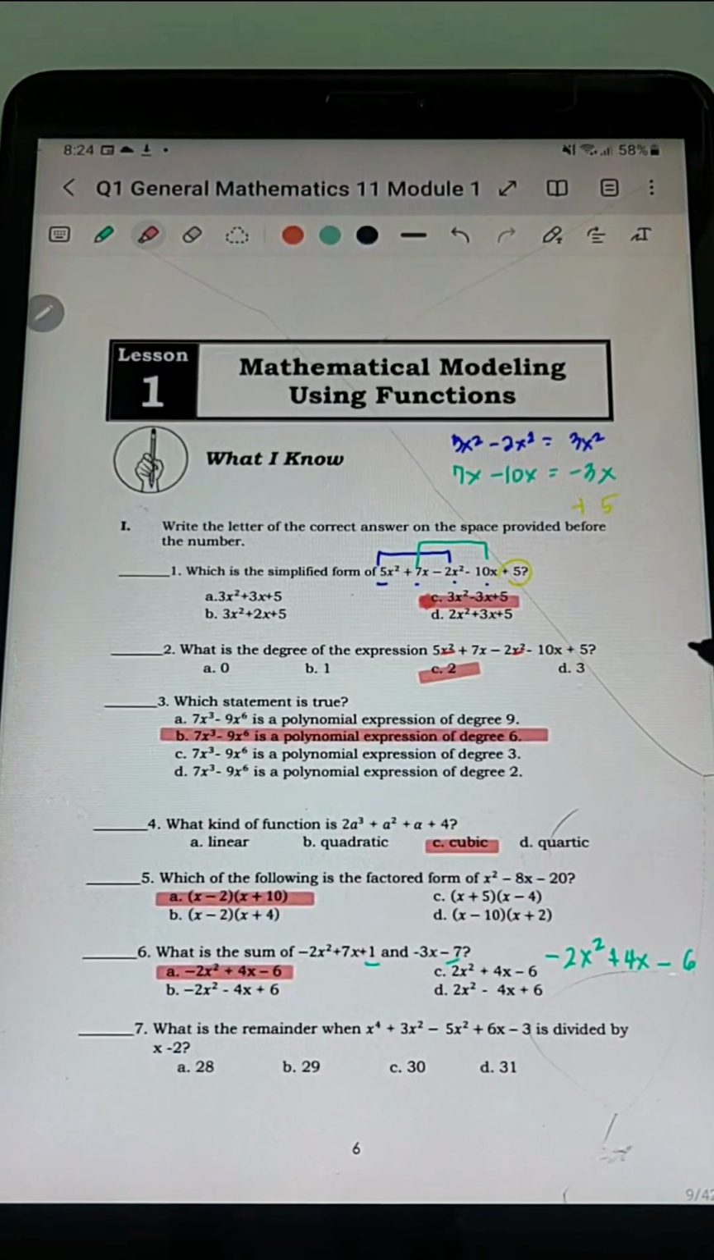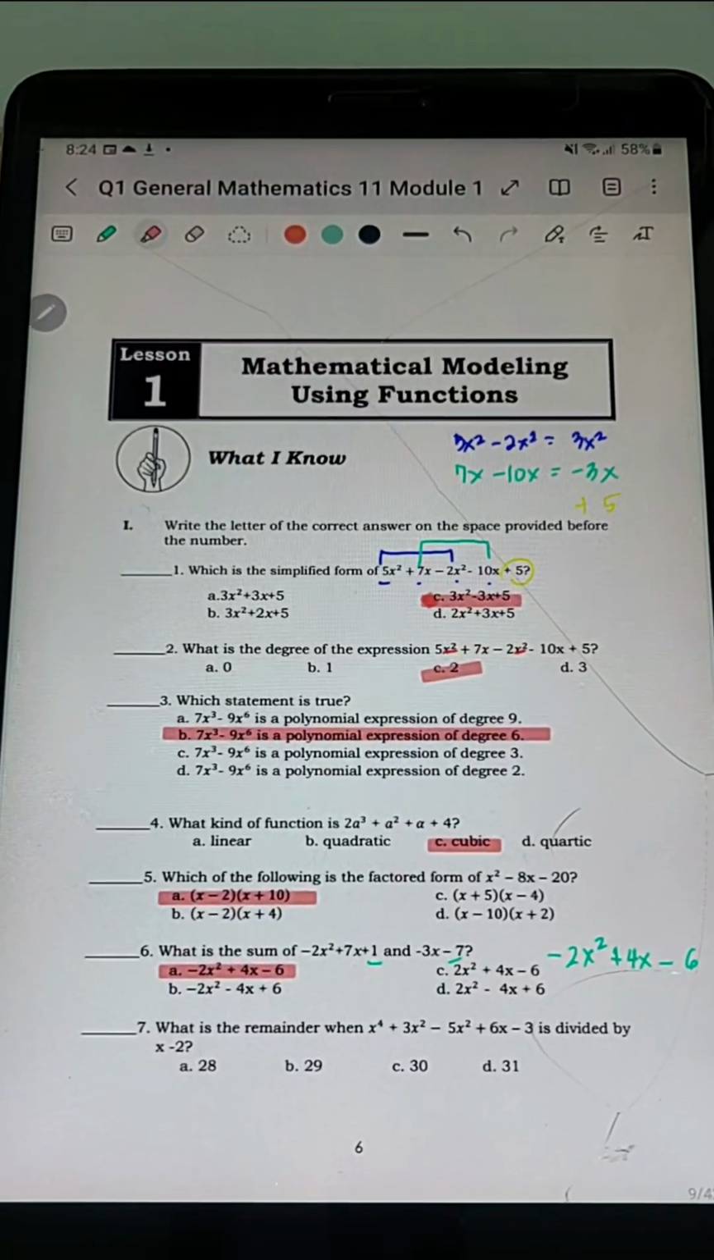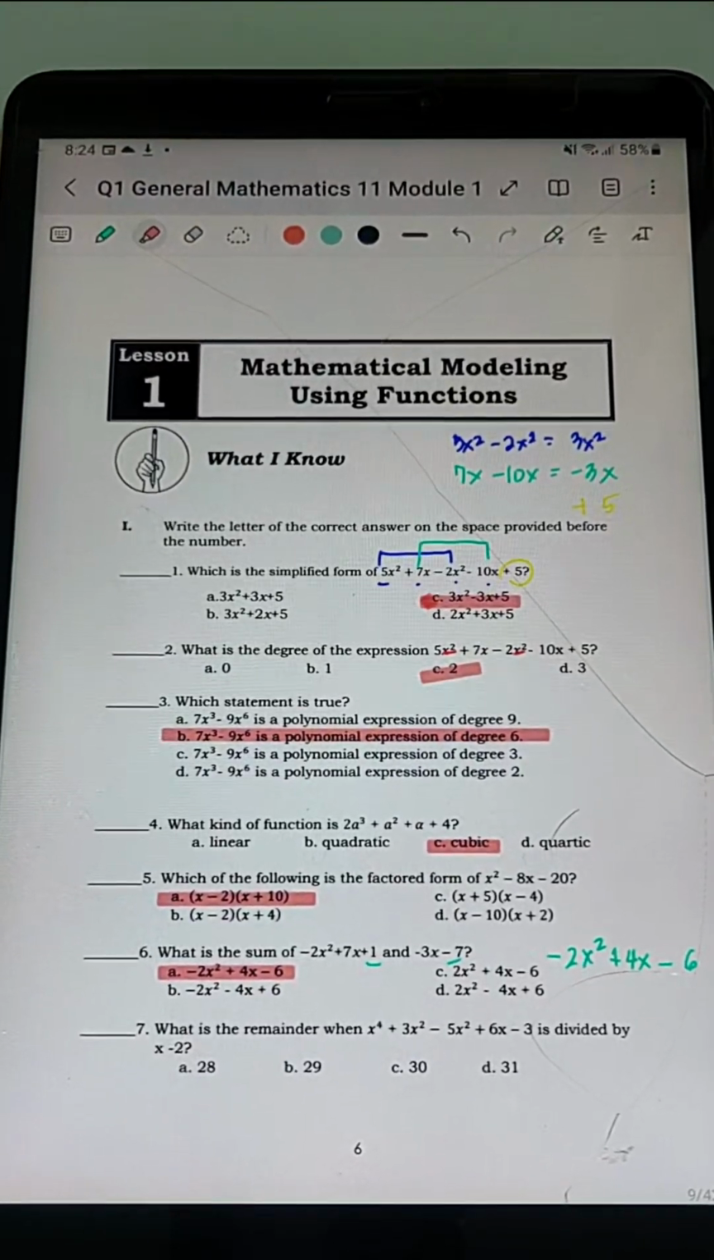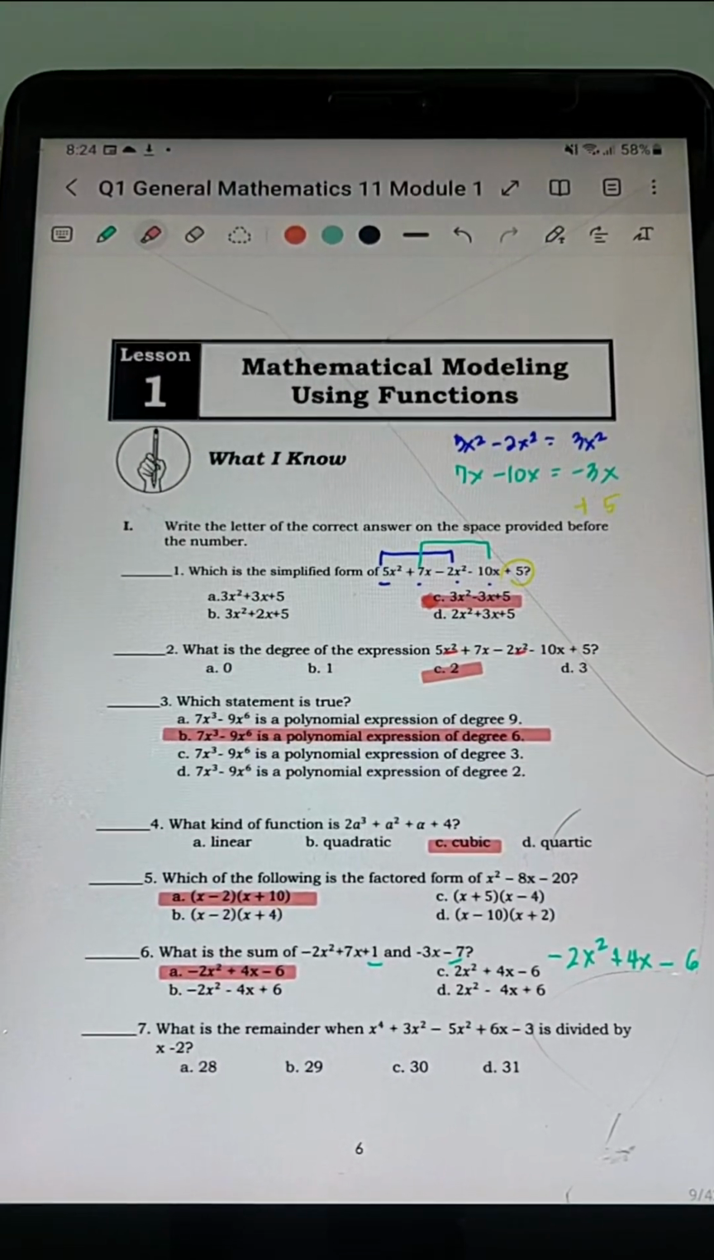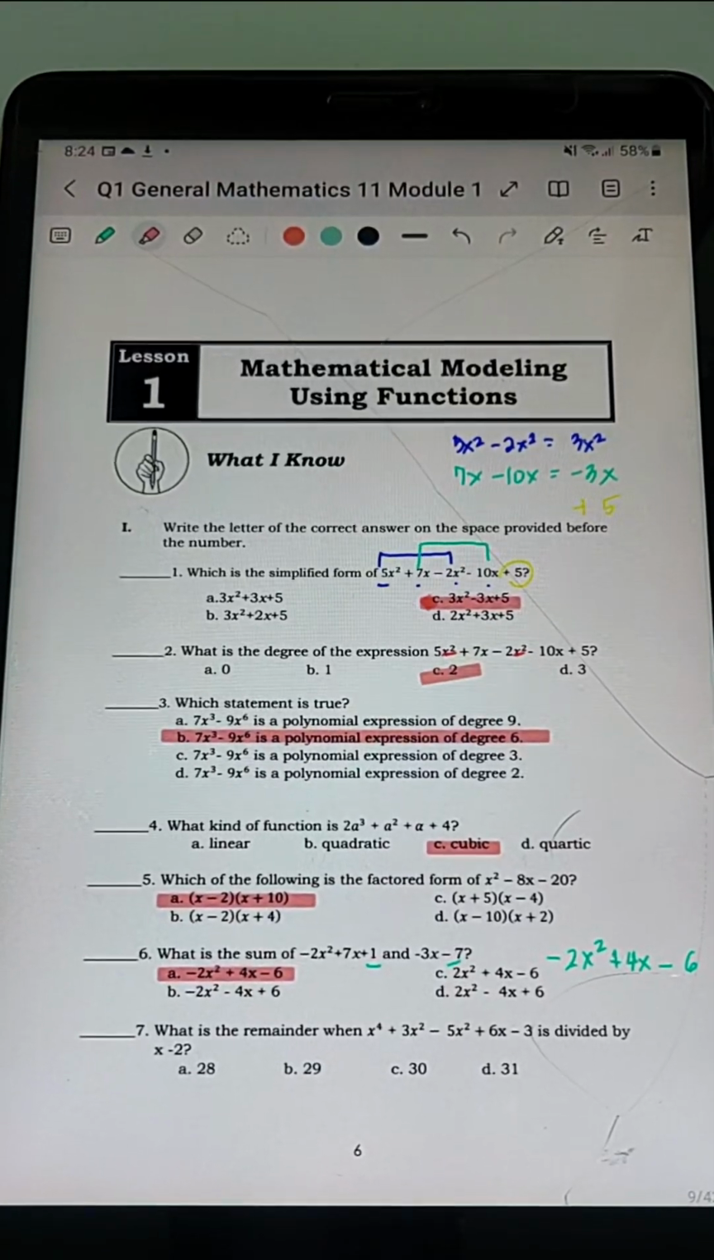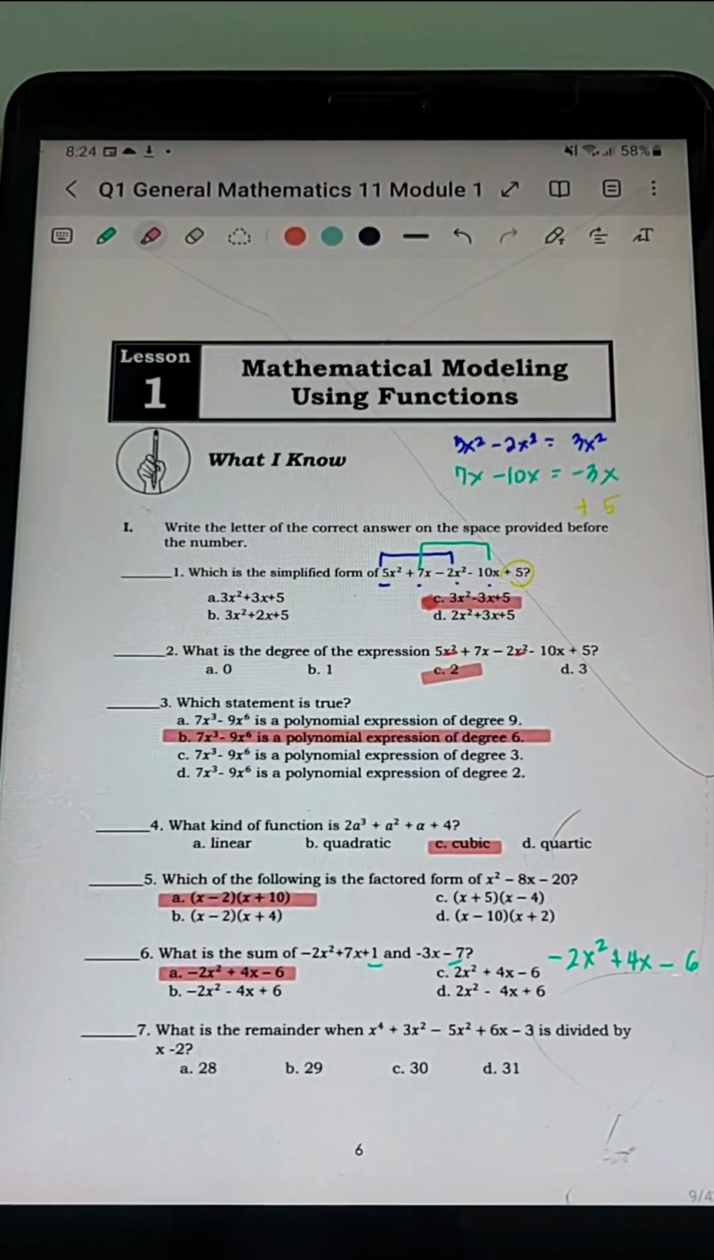Number 7. What is the remainder when x to the power 4 plus 3x squared minus 5x squared plus 6x minus 3 is divided by x minus 2?